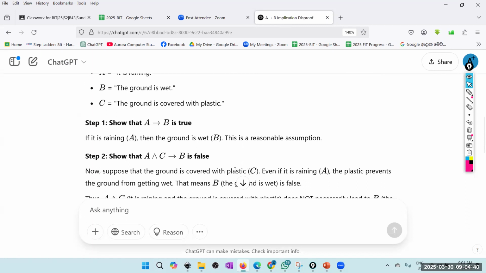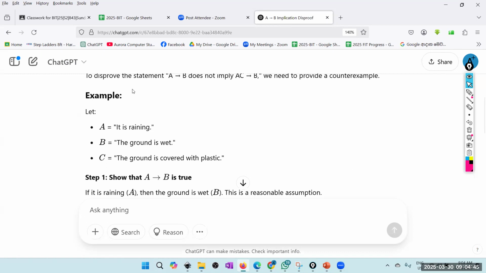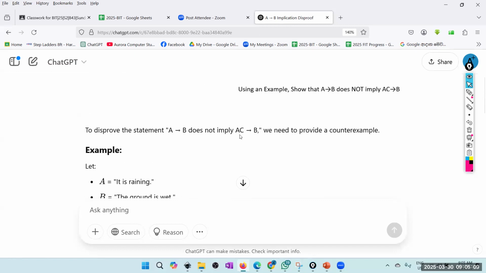Now, can we always say that A and C implies B? That is, when it is raining and the ground is covered with plastic, the ground is wet. No, right? Because when the ground is covered with plastic, the ground can't be wet. Ground means the grass. So therefore, just because A implies B, we cannot say that A and C implies B. So it doesn't make sense. A implies B doesn't mean A and C implies B.